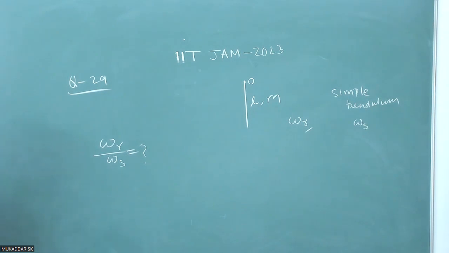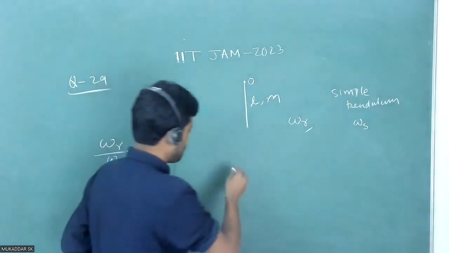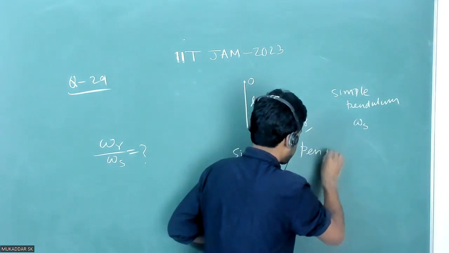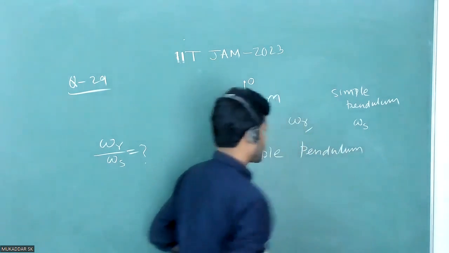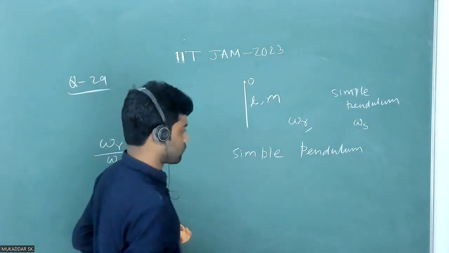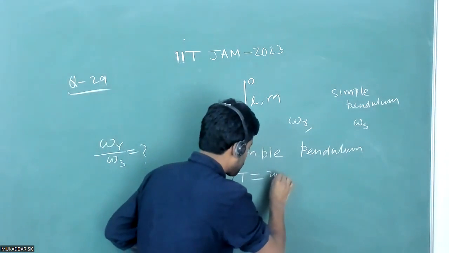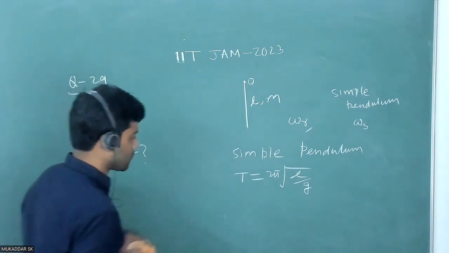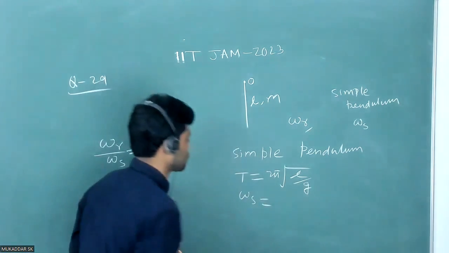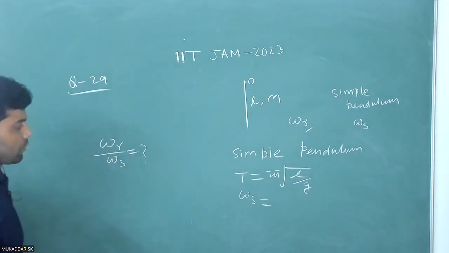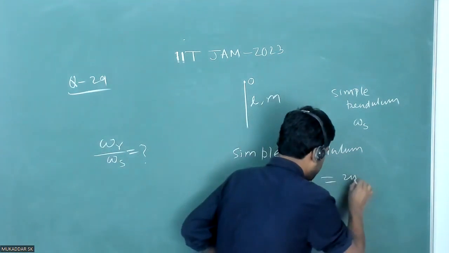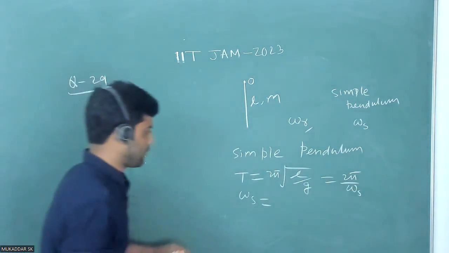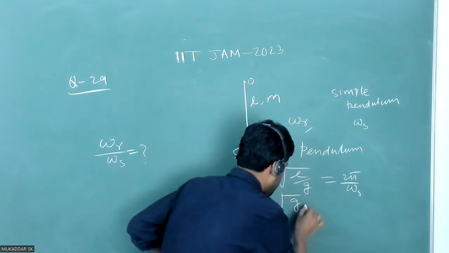As we know, for a simple pendulum, T is nothing but 2 pi square root L by g. So omega s will become, because T is nothing but 2 pi by omega s, 2 pi will be cancelled and we will basically get root over g by L.